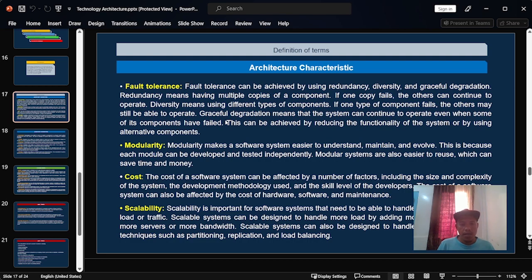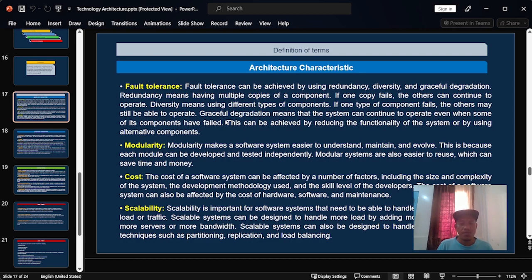The next one is modularity. Modularity makes a software system easier to understand, maintain, and evolve, because each module can be developed and tested independently. Modular systems are also easier to reuse, which can save time and money. So the system should be modular and easier to reuse.